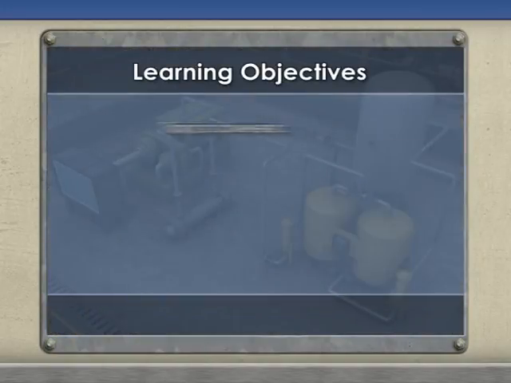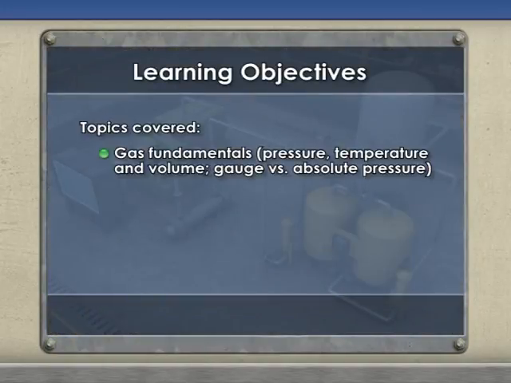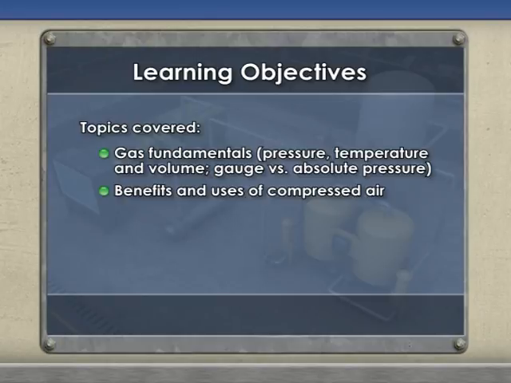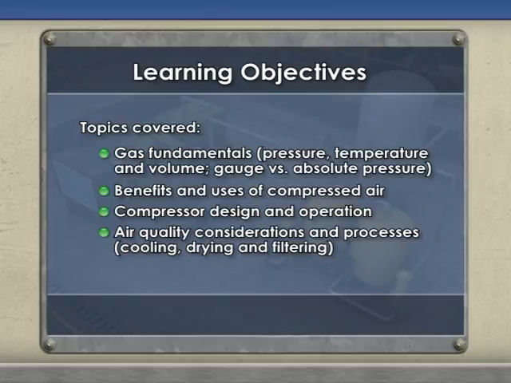This course will cover the following topics: gas fundamentals, including the relationship between pressure, temperature, and volume, and gauge versus absolute pressure; benefits and uses of compressed air; compressor design and operation; and air quality considerations and processes, including cooling, drying, and filtering.